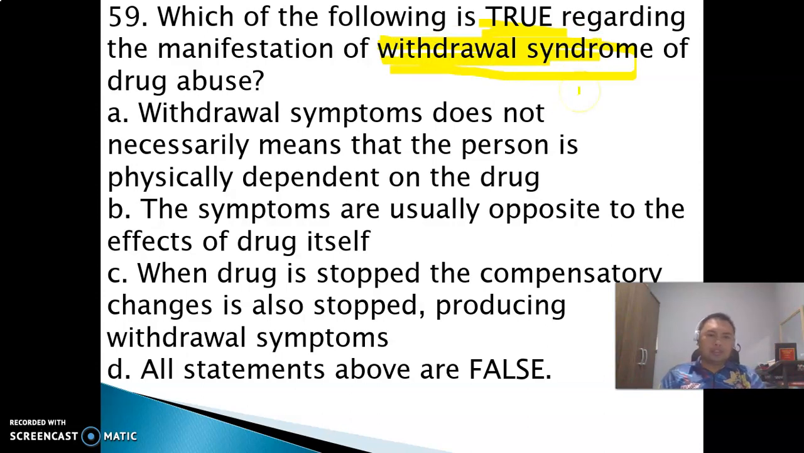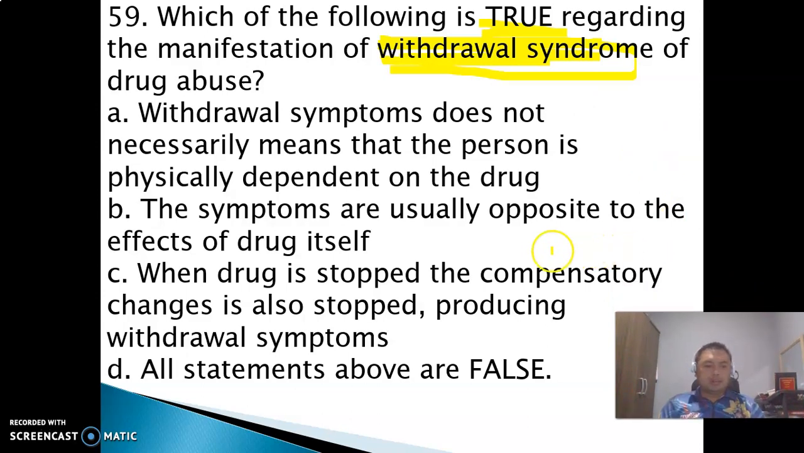Is it A, withdrawal symptoms does not necessarily mean that the person is physically dependent on the drug? Okay, that's letter A. B, the symptoms are usually opposite to the effects of drug itself. Okay. C, when drug is stopped, the compensatory changes is also stopped, producing withdrawal syndrome symptoms. Or D, all statements above are false.